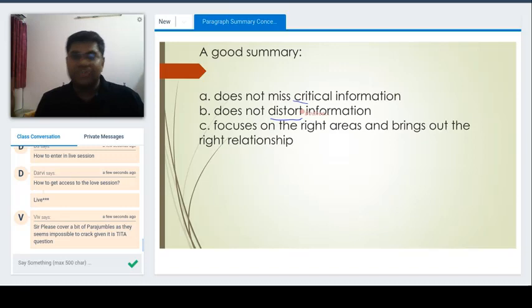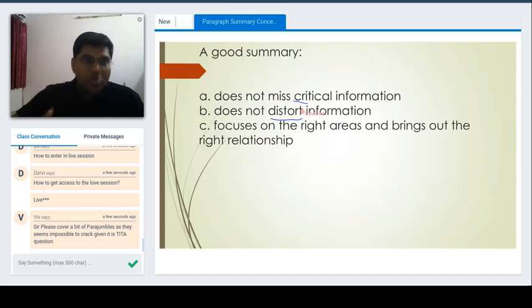Now, what is this focusing on the right area? The passage speaks about something, and the passage has maintained a focus on something. By focus, I mean the emphasis. Sometimes you miss the emphasis. You give undue importance to something.